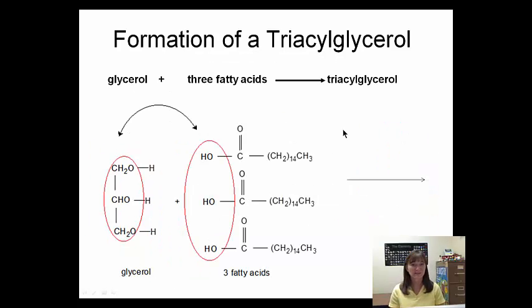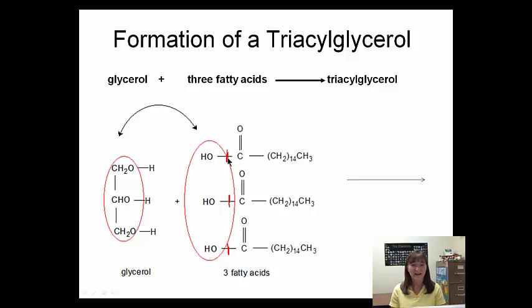So the formation of a triacylglycerol, we're going to keep just that general pattern, where you find your group that contains the carboxyl group, or the carbonyl group, and you're going to break to one side of that carbonyl group. And you're always going to break between, remember in organic chemistry, a carbon and an oxygen, or a carbon and a nitrogen.